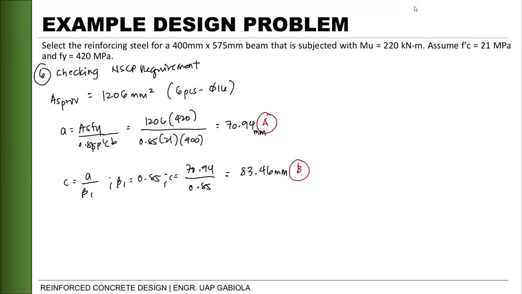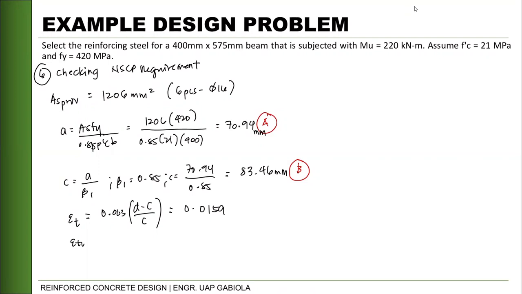Okay? Then to calculate for the strain, we have 0.003 (d - c)/c. So just substitute yung mga required values. 0.003 times (525 minus our value for c) over value ni c. Then we have 0.0159 as our strain. Okay?